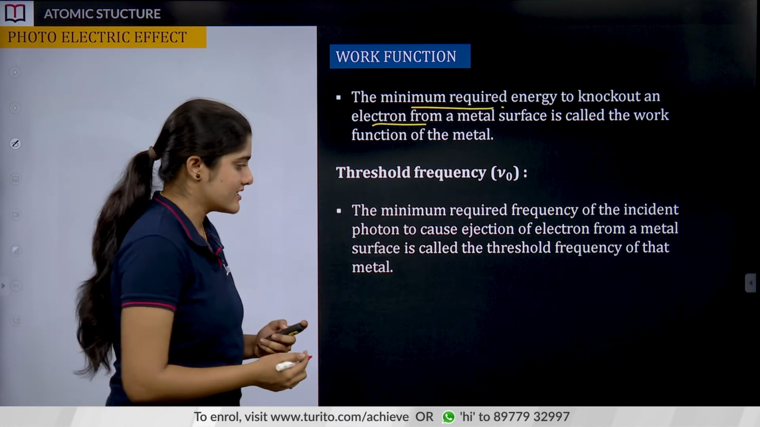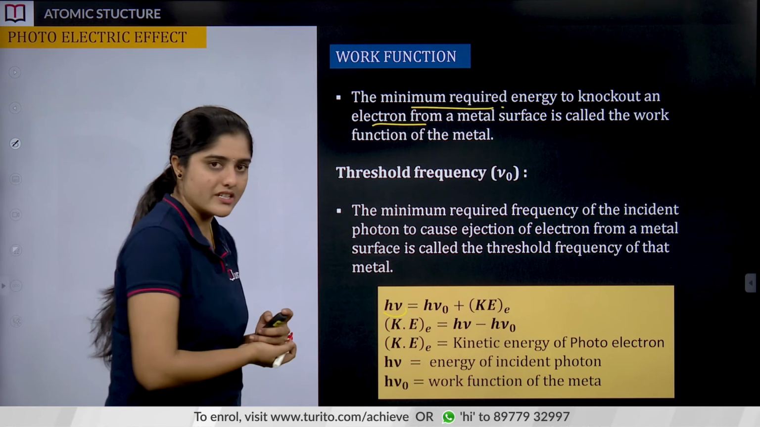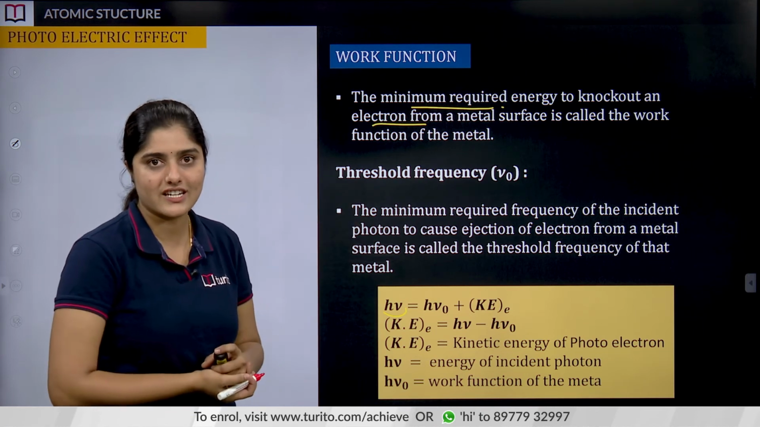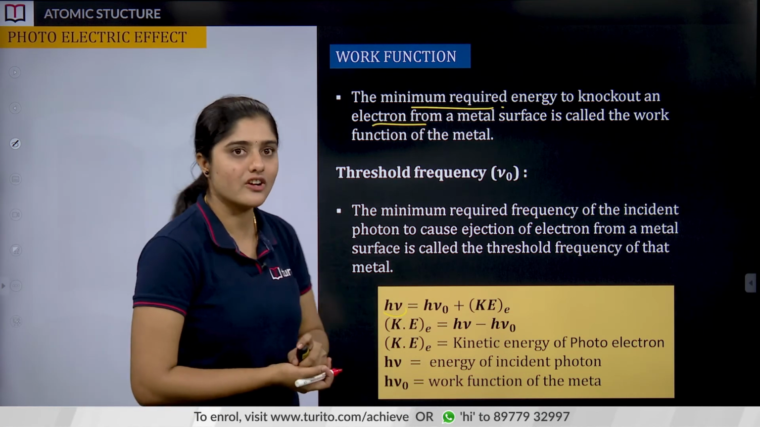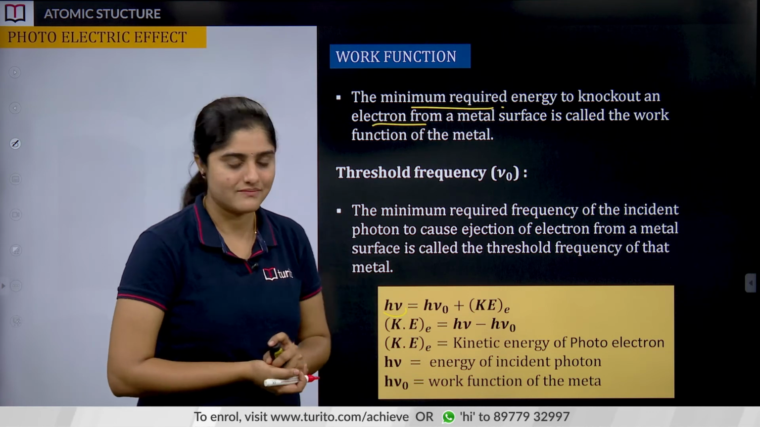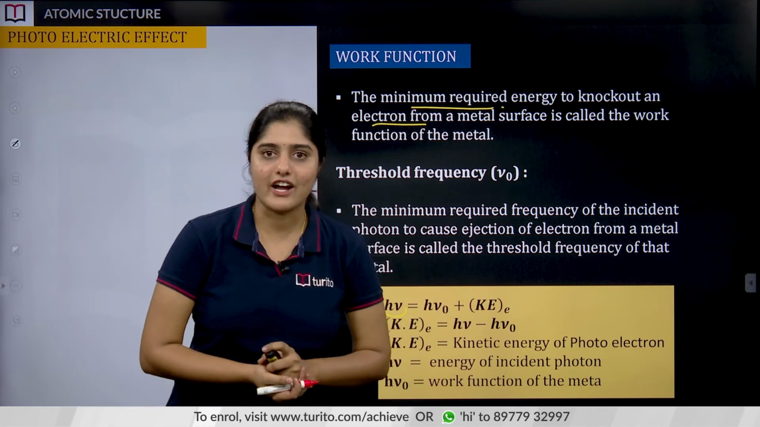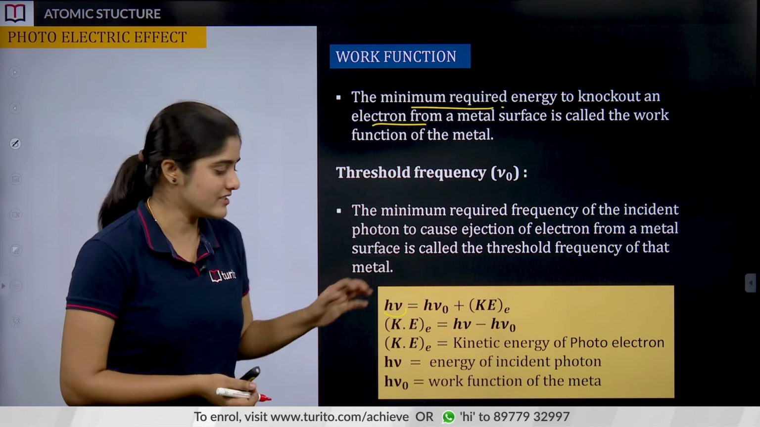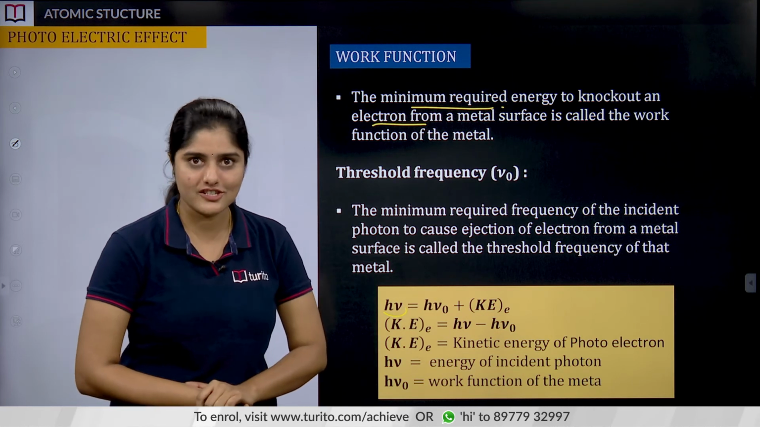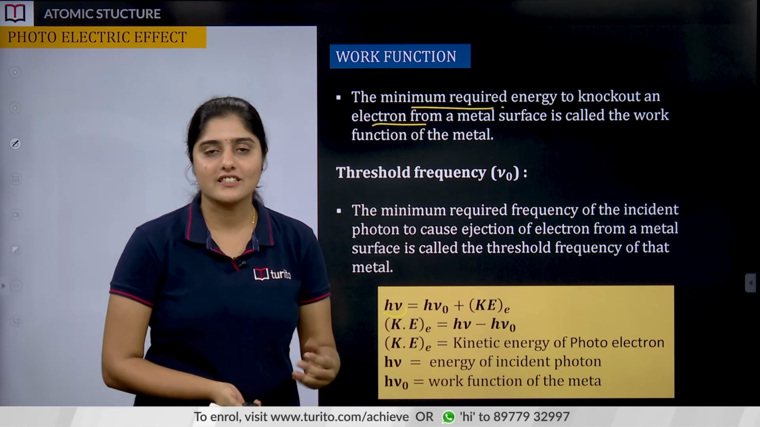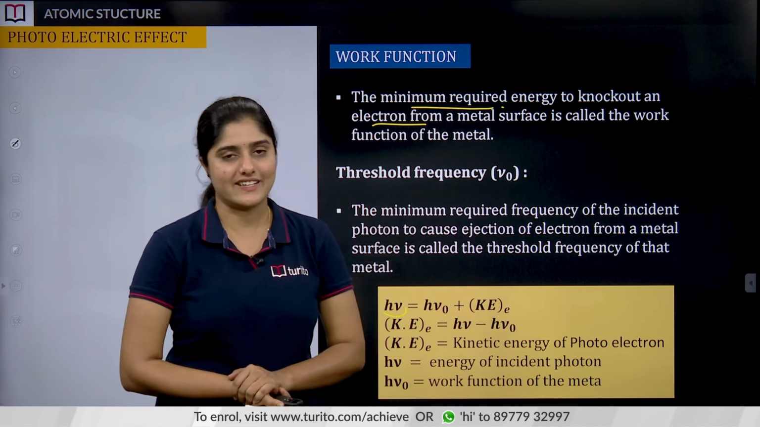Hence h nu is the incident energy, that is the 10 kilojoules in that example, and 5 kilojoules is used for the ejection of the electron. Next, the remaining 5 is the kinetic energy. So I can take this mathematical expression to find the kinetic energy of the electron ejected.